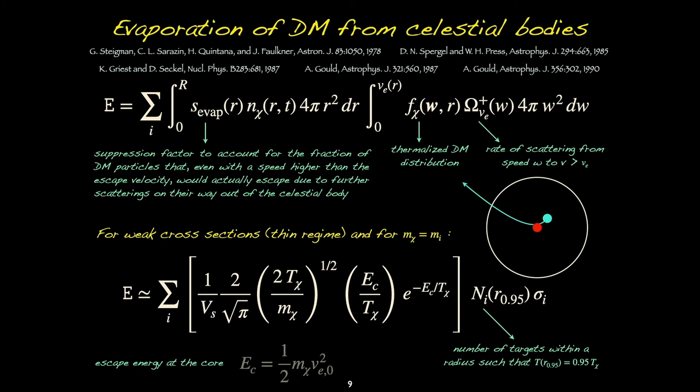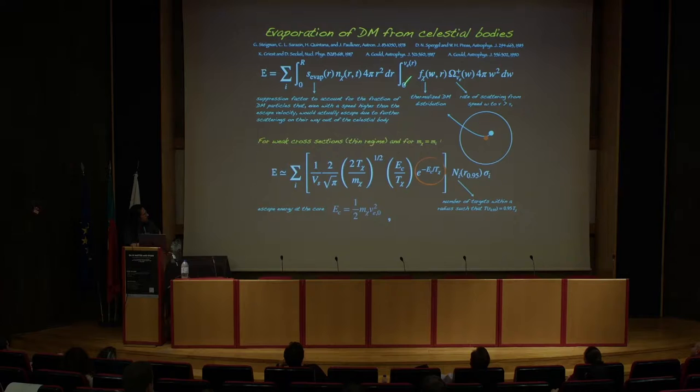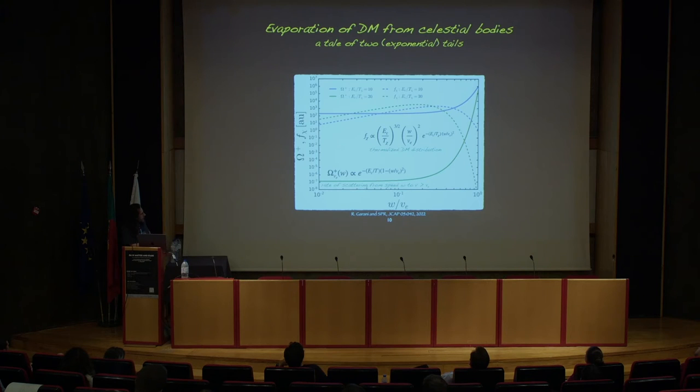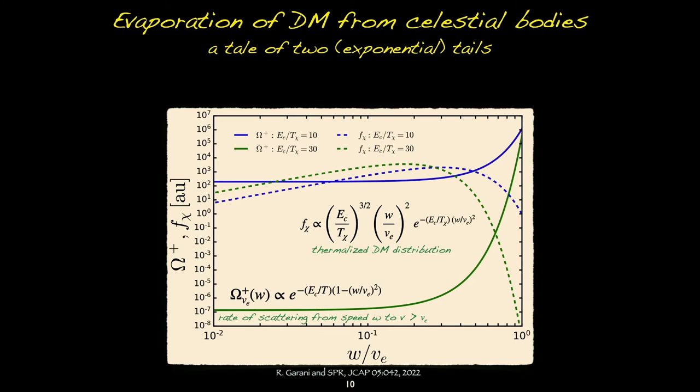I won't get into the details, but I just want to stress that you already have this exponential factor with this E over T factor that I was mentioning before, and that actually is what drives the definition of the dark matter evaporation mass. But let me show you the two main factors individually, the velocity distribution and the scattering rate. So I'm showing you here these two terms for two different values of E over T: 10 is the blue and 30 is the green. But you see that ratio is basically the ratio of the dark matter mass.